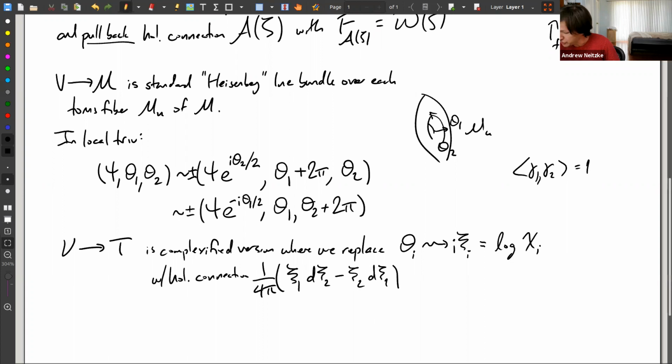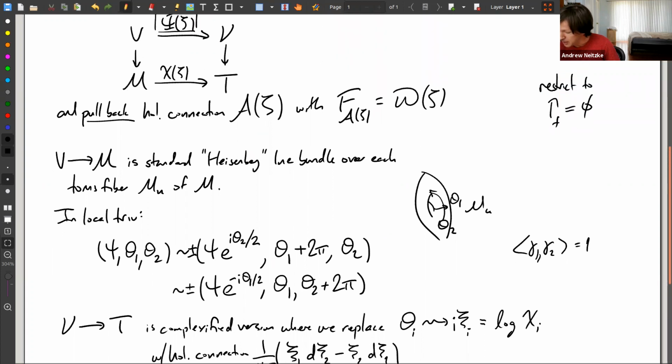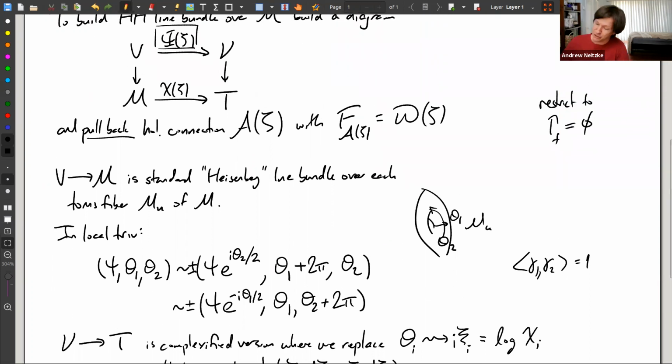So what are we trying to do? We're trying to make a map. We're trying to lift our map X to a map of bundles. And now the crucial difficulty that you have to overcome is, remember that this map of M to the torus was not analytic. It's only piecewise analytic.